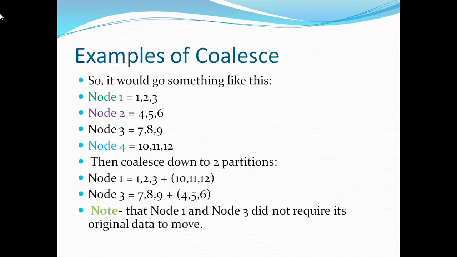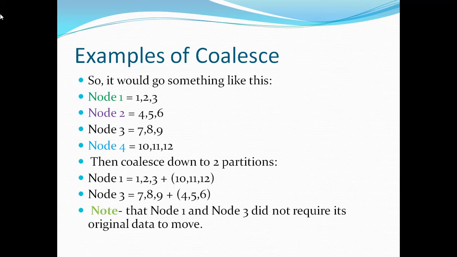See, node 1 has records 1, 2, 3. Node 2 has 4, 5, 6. Node 3 has 7, 8, 9. Node 4 has 10, 11, 12. It means there is one RDD, and that RDD has 4 partitions. Some chunk of data is on node 1, some chunk on node 2, some on node 3. All 4 nodes contain different partitions' records.